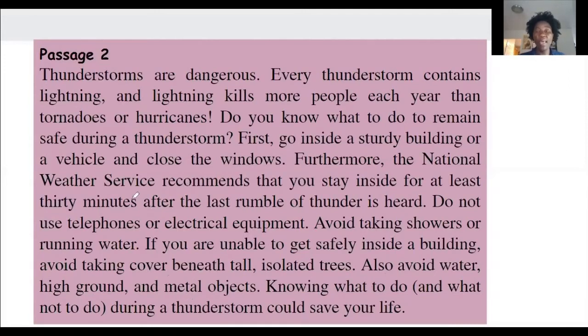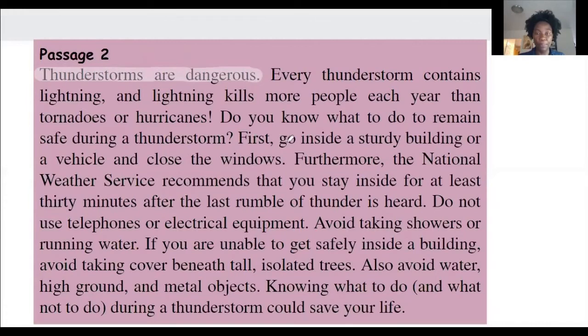Okay, boys and girls, as we noted before, this paragraph does not have a title or a topic. However, the first sentence will serve as our topic sentence. Thunderstorms are dangerous. And then I asked myself, I'm hoping that you ask yourself, what does the author want you to know about the dangers of thunderstorms? Throughout the passage, there were several clues as to what the author wants us to know about thunderstorms.